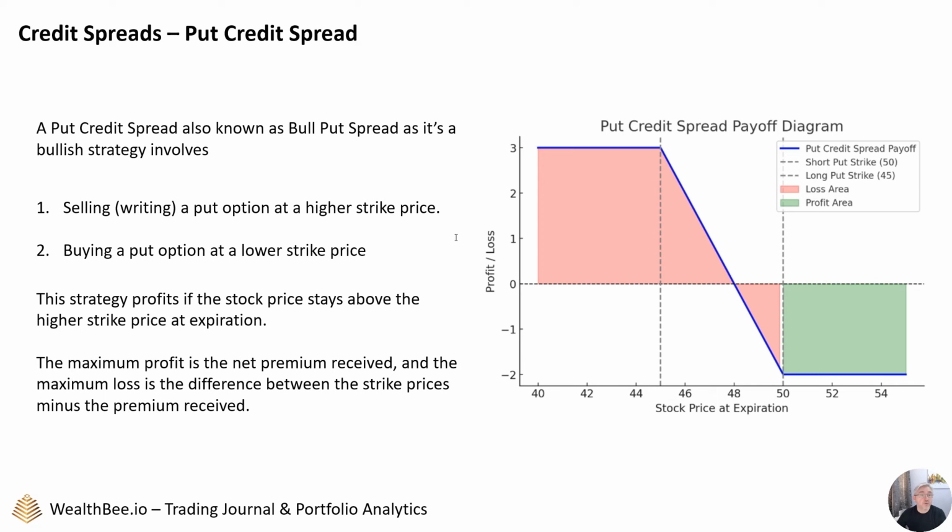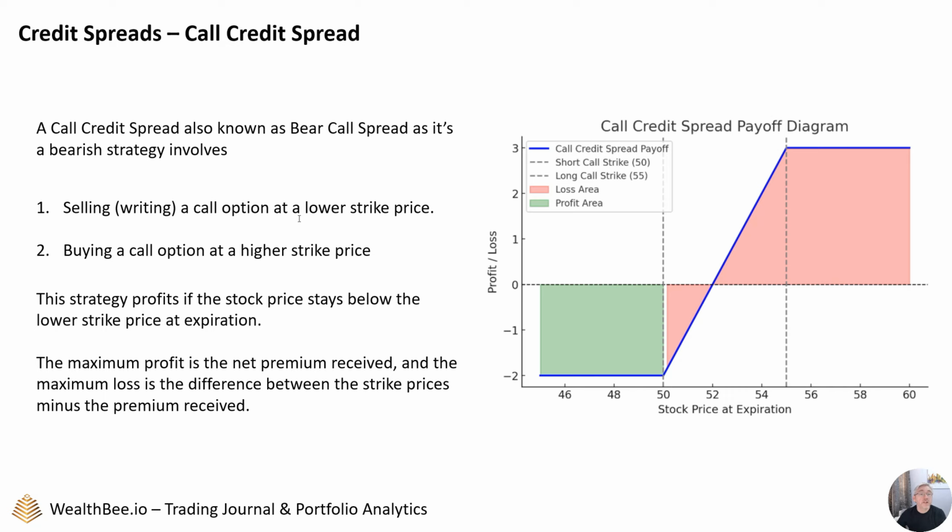Okay, that's the put side. Let's have a look at the call side. The call side is also known as a bear call spread, and it's a bearish strategy. It's something you would put on if you thought the market was going lower. And we would do that by selling a call option at a lower strike price and buying a call option at a higher strike price.